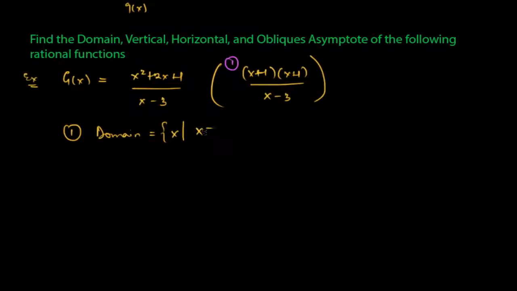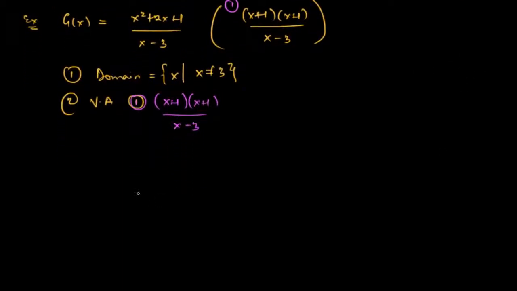That is excluding 3. And then secondly, to find the vertical asymptotes, the first step you want to do is to write the rational function in its reduced form, that is x plus 1 times x plus 1 divided by x negative 3. Since nothing crosses out, this is the rational function in its reduced form. The next thing is the zeros of the denominator of the reduced form is going to be your vertical asymptote. So the zero here is x equals 3. So this is your vertical asymptote.